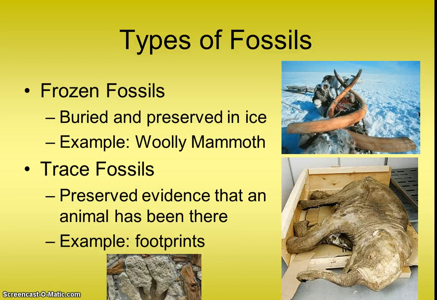We have frozen fossils. So you guys probably know already that anytime something gets buried in ice, it's going to preserve it. That's why we put food in the refrigerator, because the colder you keep it, the longer it's going to stay preserved. So the woolly mammoth in particular, which was up in the Arctic, would migrate and it would get buried in things and the snow would cover it.